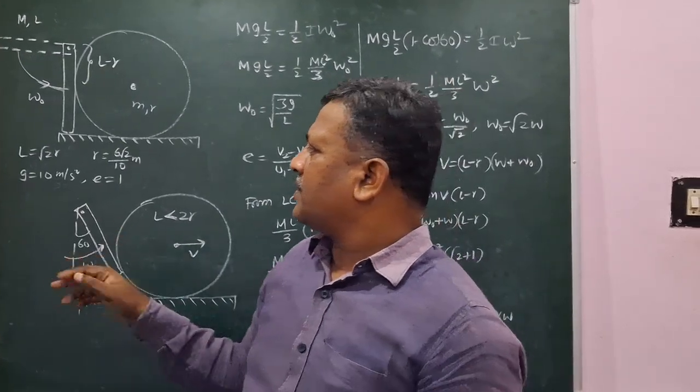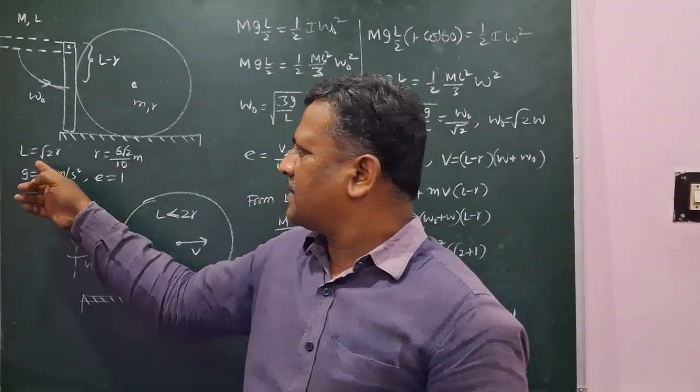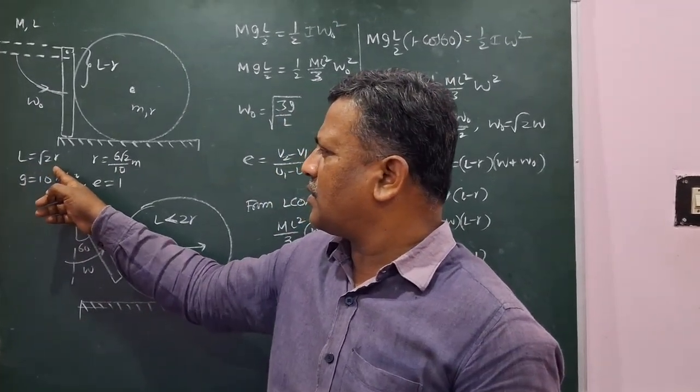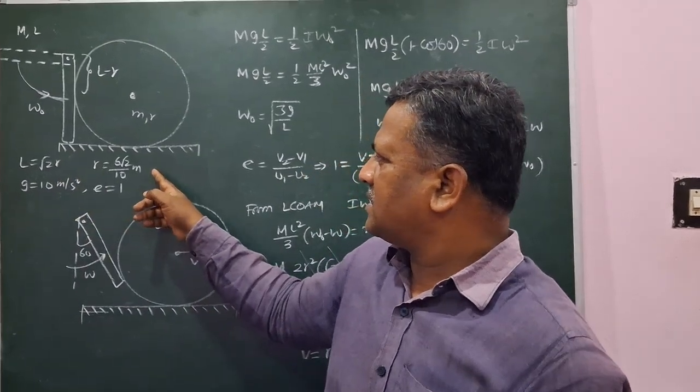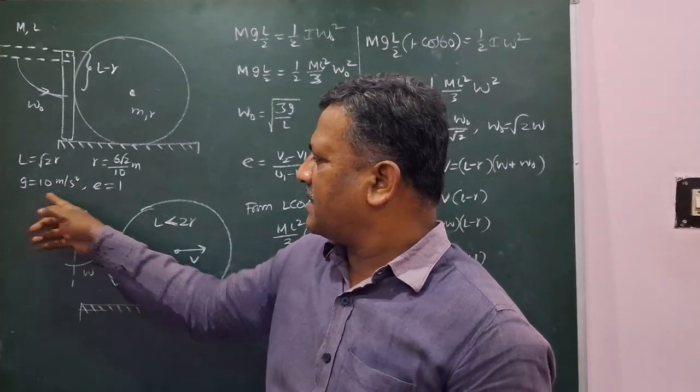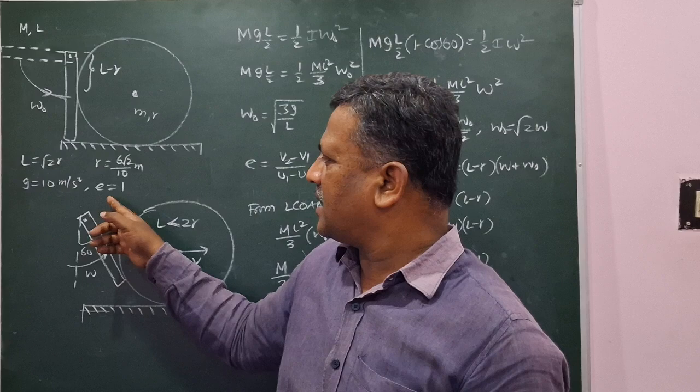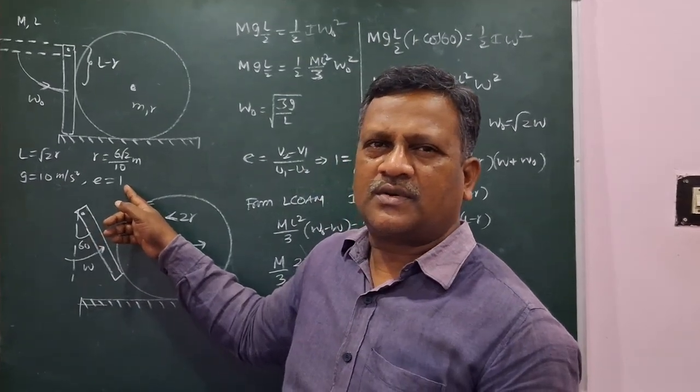Now the given data: the length of the metal bar is root 2 r, where r is 6 root 2 by 10 meter. Acceleration due to gravity is 10. Here, for an elastic collision, e is equal to 1.